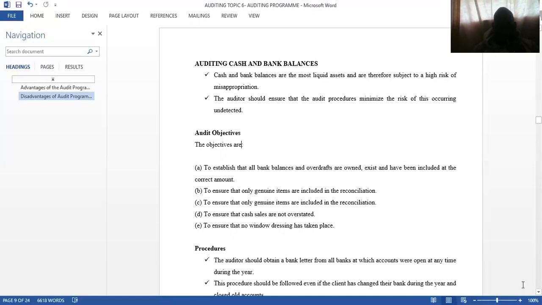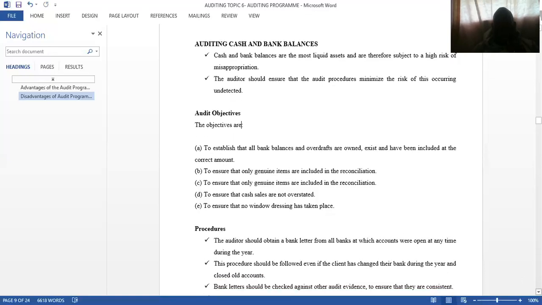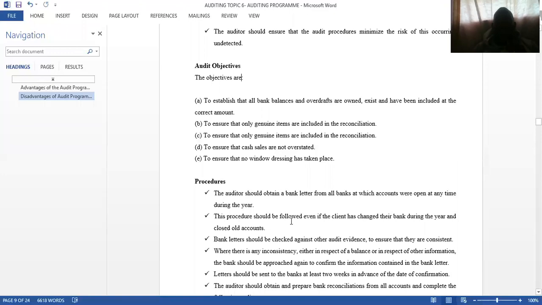Ensure that this is avoided. For the procedure for doing this, the auditor should obtain a bank letter from the banks at which the accounts were open at any time during the year. If, for example, I'm an auditor and the business operates an Equity account, then I can seek from Equity Bank whether the bank balance that is being captured in the books is actually the correct balance that is in the bank.